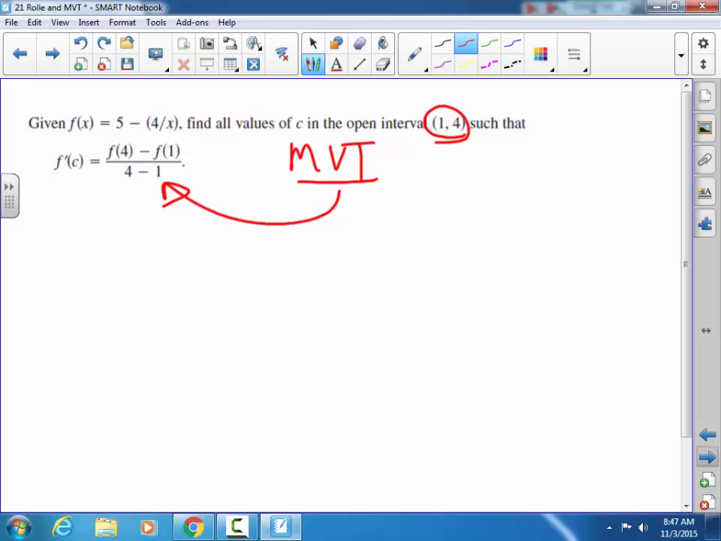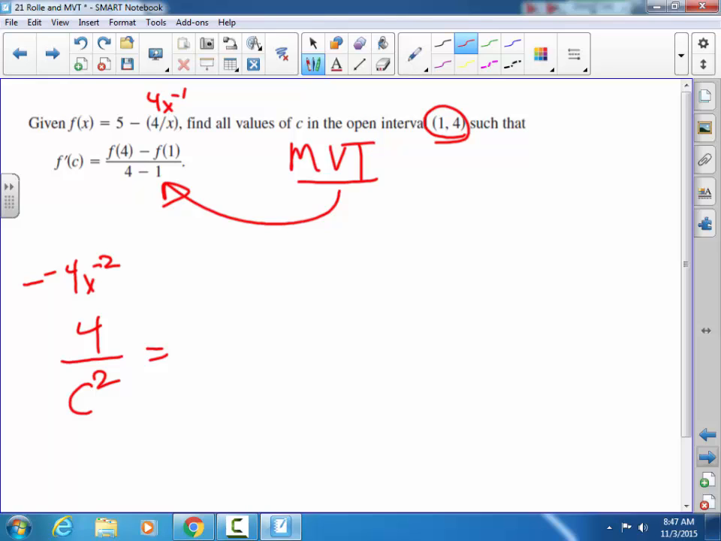So if we take the derivative of this, we get minus 1 times 4x to the negative 1, so that'll be minus negative 4x to the negative 2. That's what I get over here. Let's clean that up. Make it 4 over c squared, because f prime at c equals f of 4, what did you say it is?